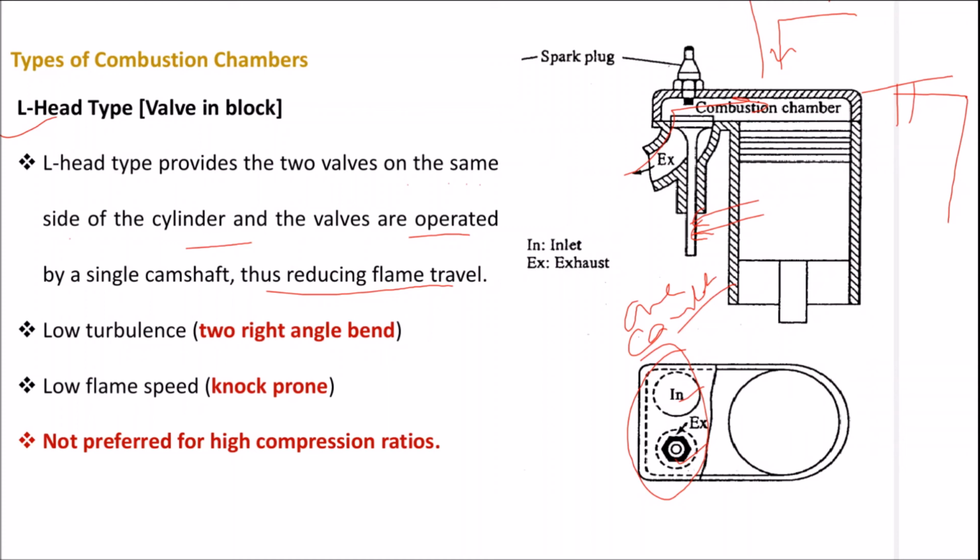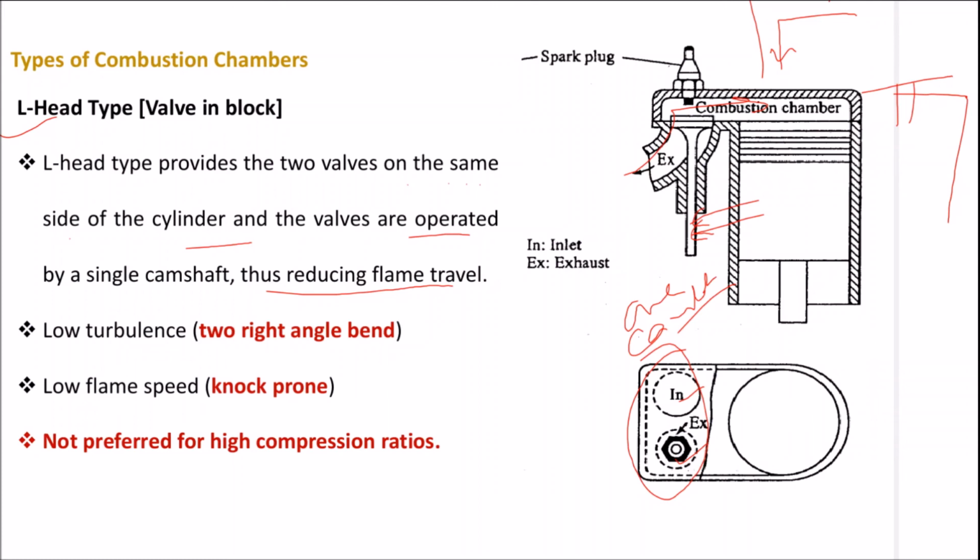The third one is low flame speed. Because of these bends, the flame speed is low, and as the flame speed is low, the engine is prone to knock. So these types of L head engines are not preferred for high compression ratio engines. These are the advantages and disadvantages of the L head type. The construction is shown in the figure.